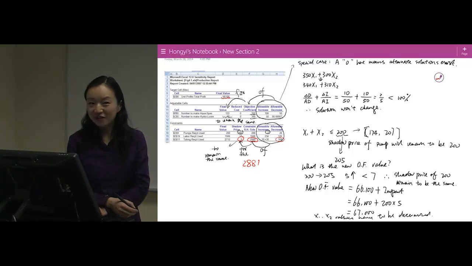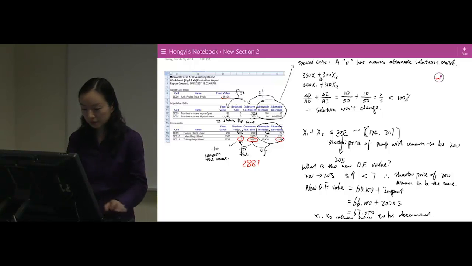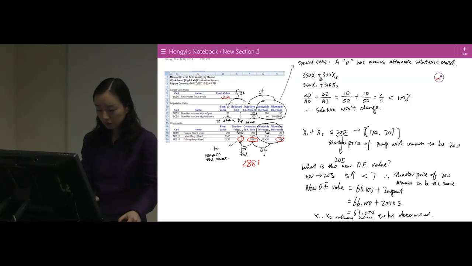That's the slack value, right? That's the difference between the left-hand side and the right-hand side. So it makes sense, right? If you decrease more than that amount, this constraint probably will become a binding constraint. And when it becomes a binding constraint, it will start to have a non-zero shadow price. So that means the shadow price will change. So it makes sense. So that's the shadow price.